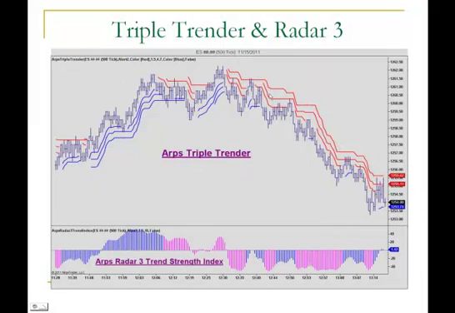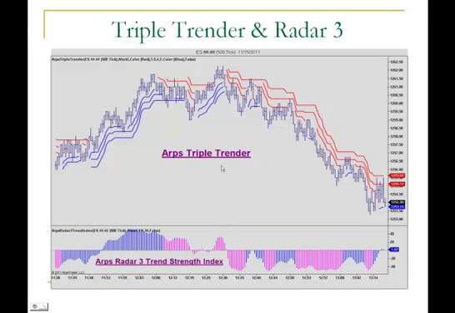Now we can combine the triple trender with the trend strength index to help us stay out of trouble when the trend is not very strong. Remember, the triple trender is only showing us orientation of the trend and not really showing us the strength of the trend. The trend strength index is doing both, but it's more diligently showing us the strength of the trend.